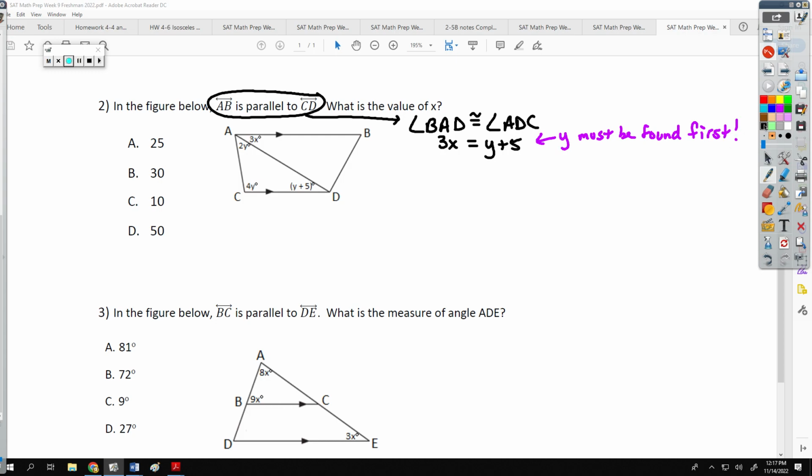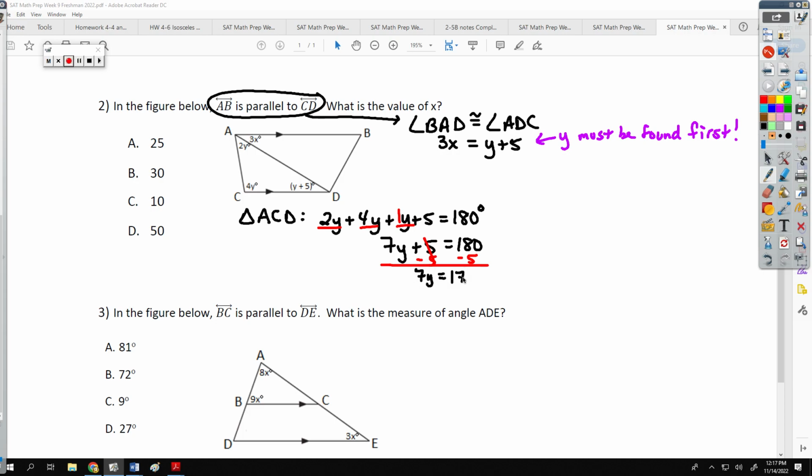Now that does not help you right now, because in order to do that, you need to know y. Okay, so, well, we can find y because we have triangle ACD, which means that 2y, 4y, and y plus 5, the three angles in that triangle, they all have to add up to 180 degrees. So we would start off by combining like terms. 2y plus 4y plus 1y would be a total of 7y plus 5. We would then subtract 5 from each side to get 7y is 175, and then divide by 7 gives us that y equals 25.